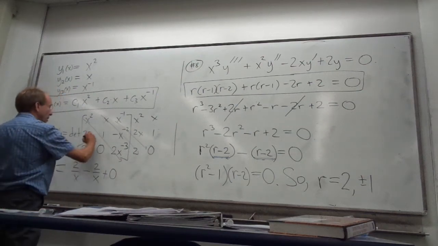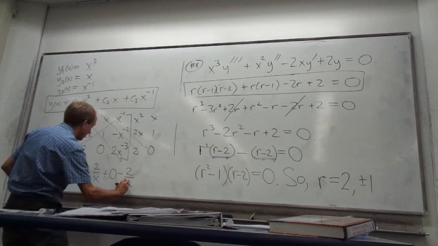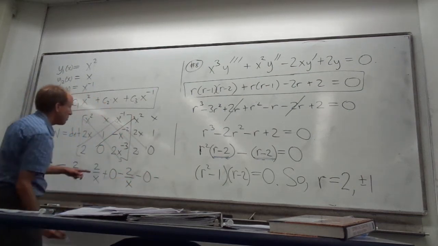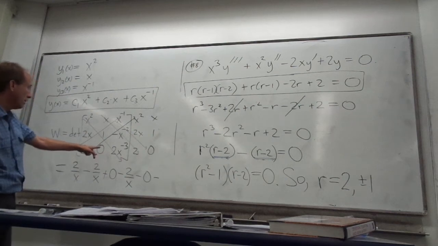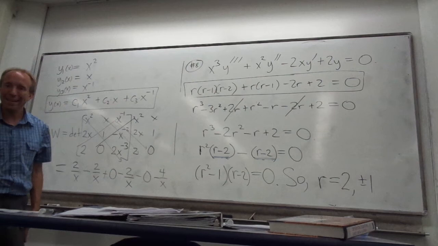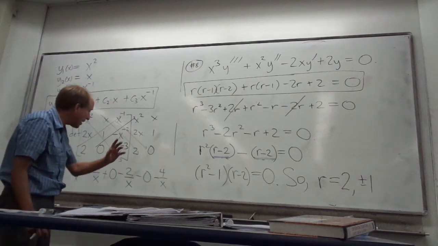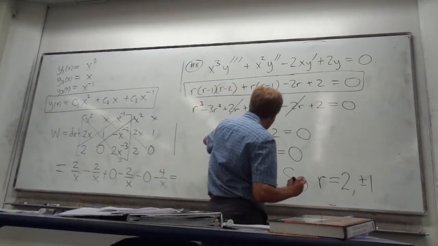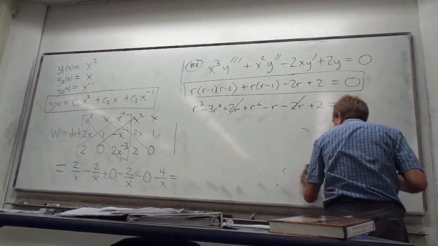And then I go the other way, minus 2 over x, and then minus 0, and then minus, I think it's going to be 4 over x. Okay? Going kind of fast here, you guys can check that with me. But then when you simplify that, you're just going to get negative 6 over x.